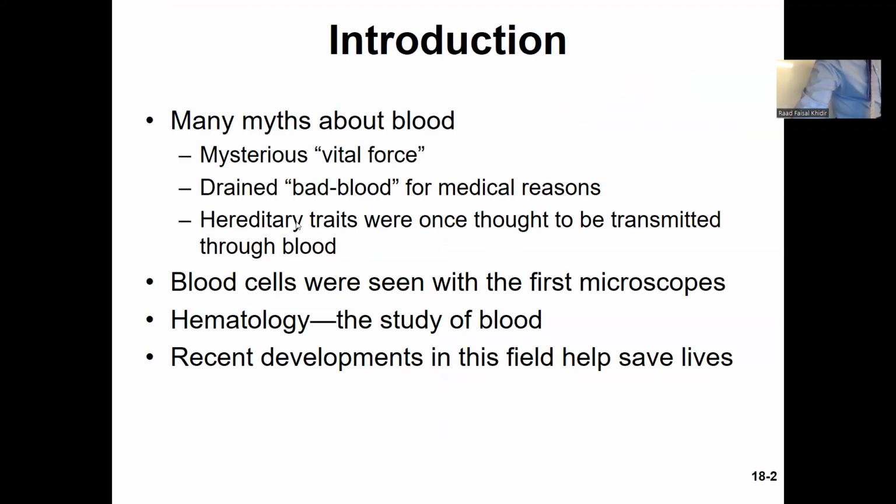Okay. So there were many myths that are involved with the blood. You know, some cultures assume that if you drink the blood of the lion, you become strong like the lion. Or if you drink the blood of the bull, you become very strong like a bull. That is not true.